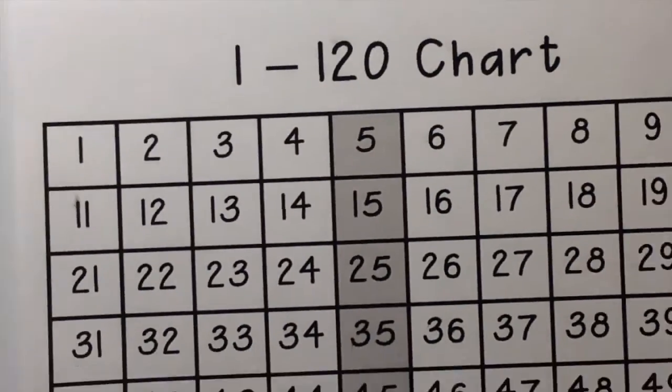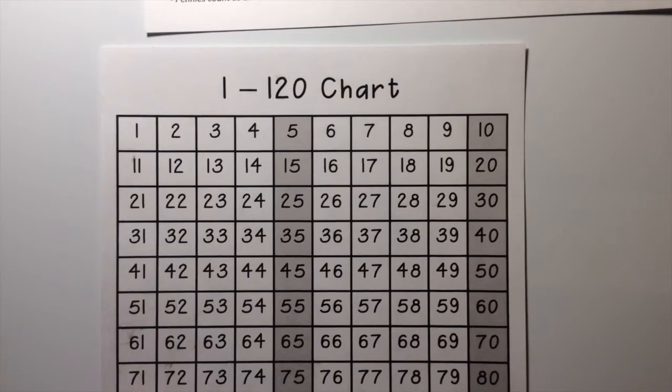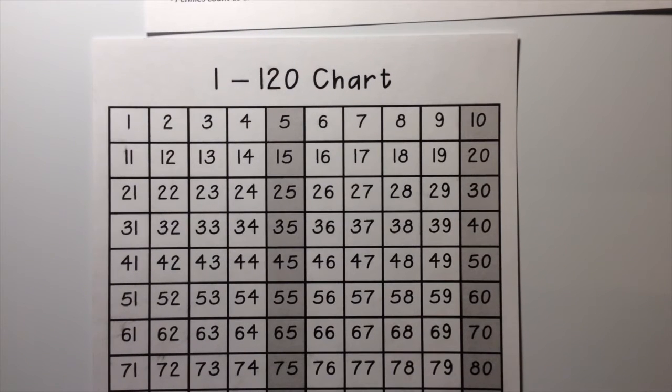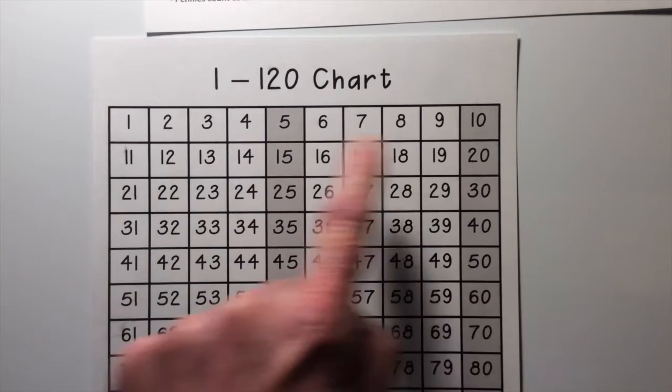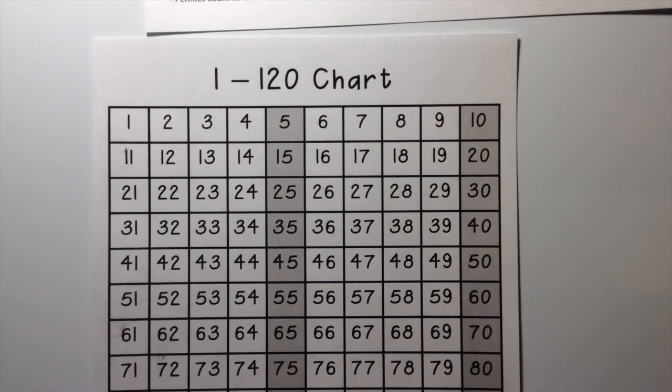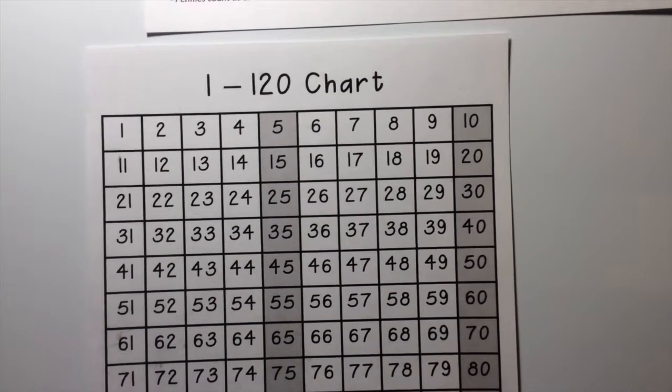This is one chart that we use in first grade to help the first graders remember how to skip count by 5. But all you're really going to be doing is just skip counting 5, 10, 15, 20, 25, 30, all the way on up to however high you need to count.